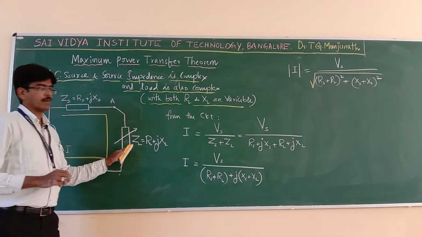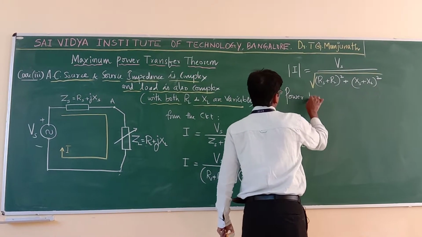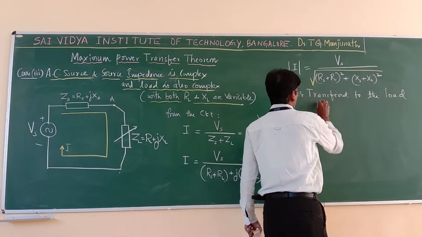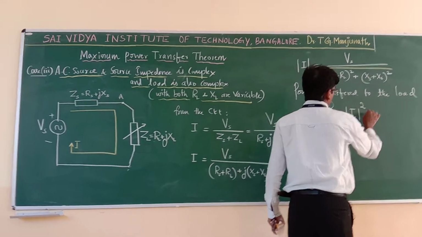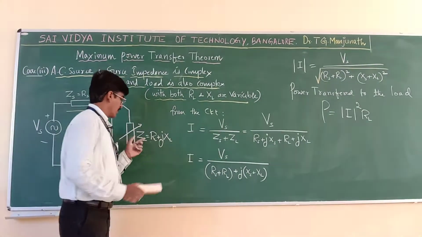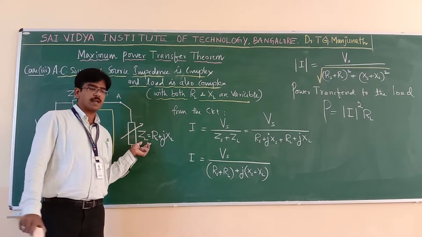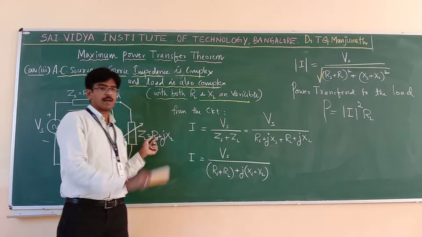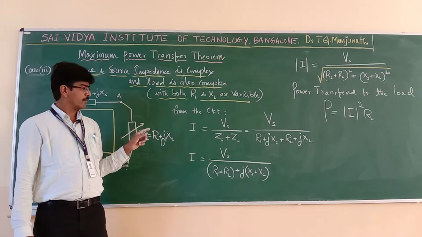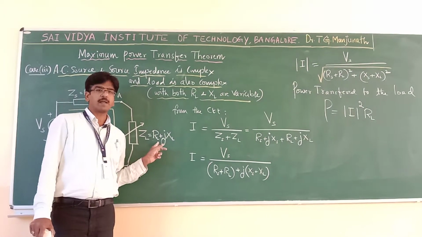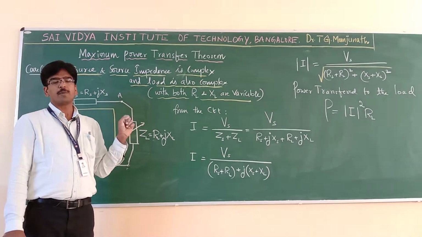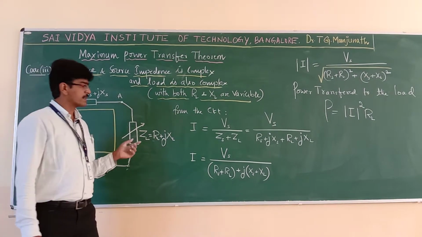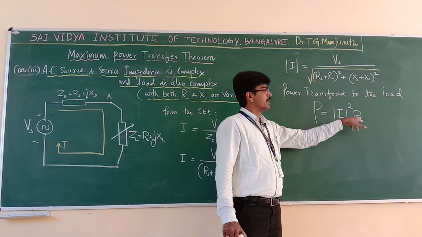Next, I should get the power equation. So, power transferred to the load, P is equal to magnitude of current square into RL. Very, very important. Though you have represented the load as ZL, you should not write ZL. ZL is equal to RL plus jXL. Why am I considering only RL here? Because power is always dissipated in the resistive part of the load. Power consumed by a pure inductor is 0. The power consumed by a pure capacitor is also 0. Power will be consumed by only the resistive part of the circuit. Hence, we must write the power equation here as I squared into RL only.